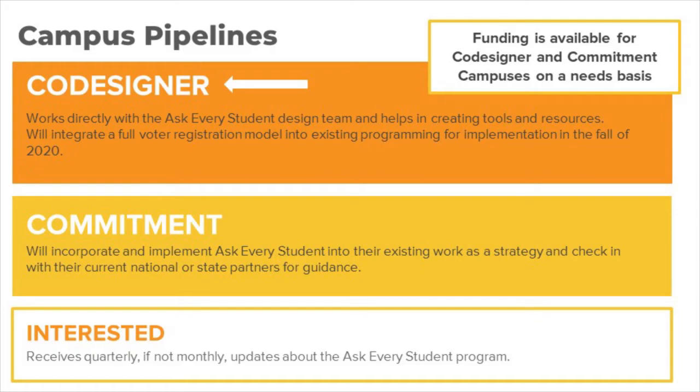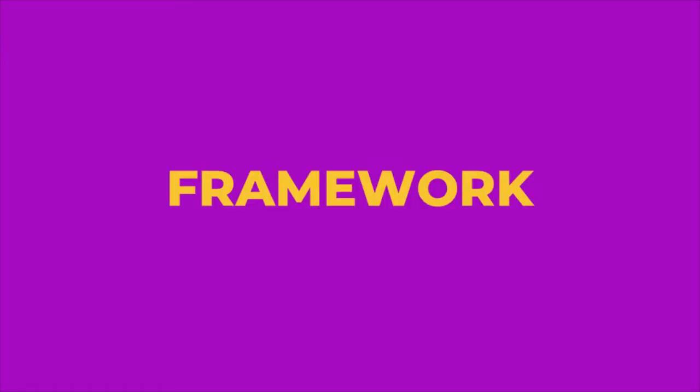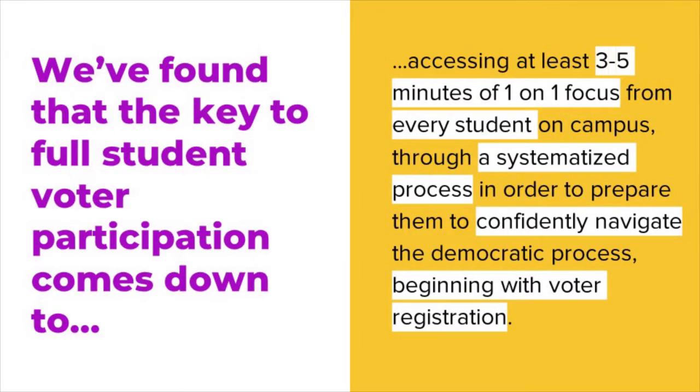The next thing that would be great to talk about today is the framework that we use for how we think about what an Ask Every Student program strategy looks like. Ultimately, we have found that the key to full student voter participation comes to accessing a few minutes of one-on-one or small group focus from every student on campus through a systematized process in order to prepare students to confidently navigate the democratic process, beginning with voter registration. That's kind of a lot of information to take in, so we're going to break that down a little bit better for you.